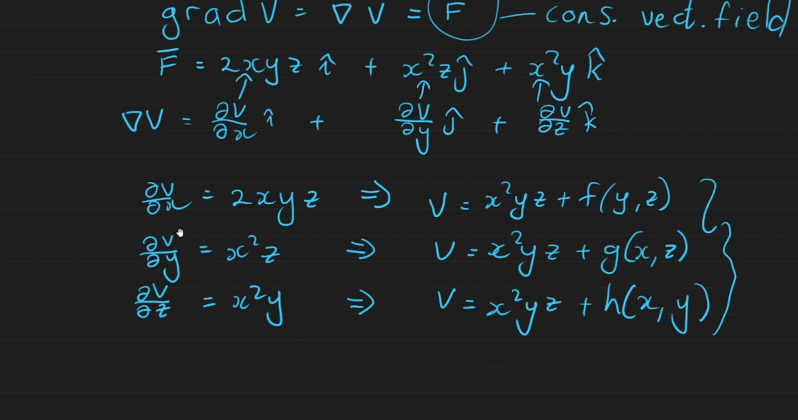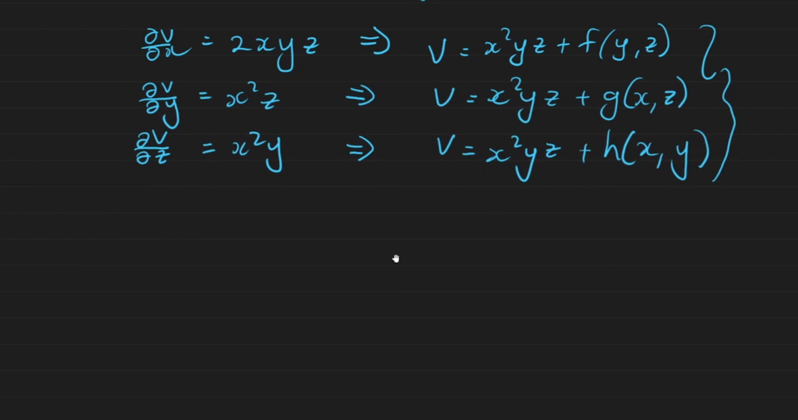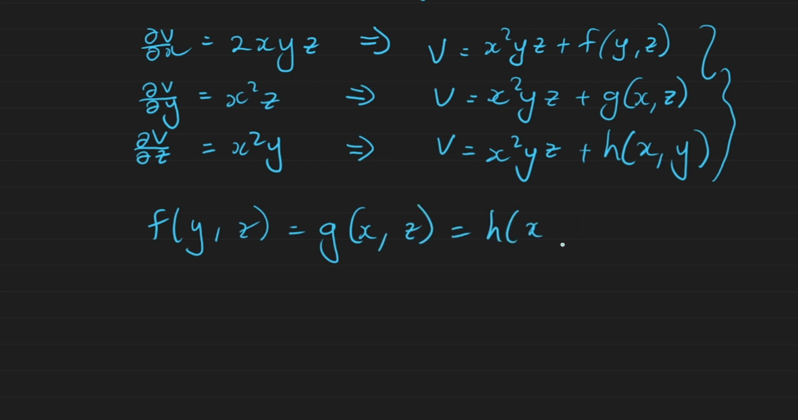It's the same only if f, g, and h are equal to 0. We can see from inspection that this is the case. That means that we have some scalar function v, which is equal to x squared yz.